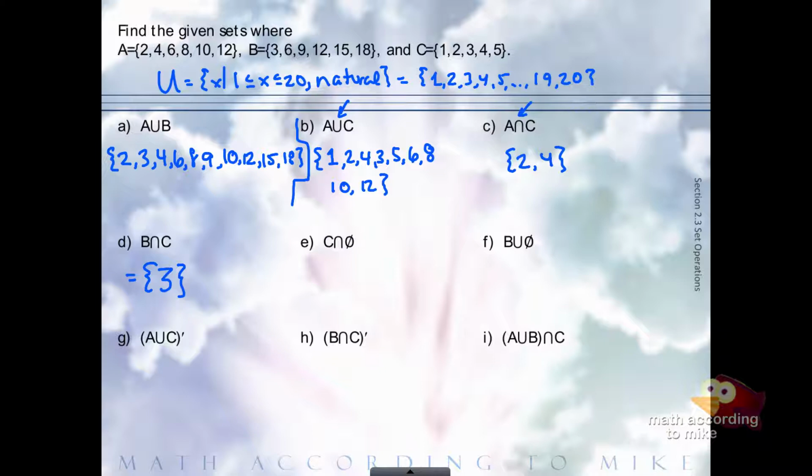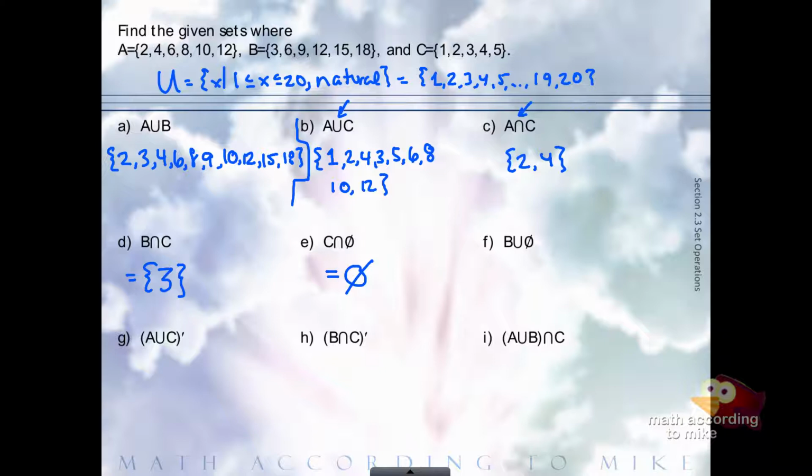The empty set is the set that contains no elements. So if there is a set that contains no elements, what does it have in common with any other set? Nothing. In fact, anytime you intersect with the empty set, it works like multiplying by 0. You always get back 0. Anytime you intersect with the empty set, you always get the empty set.